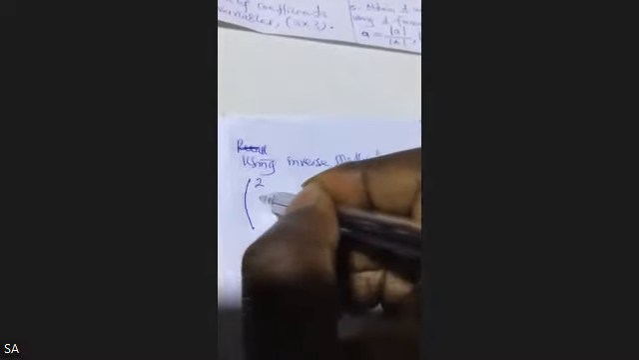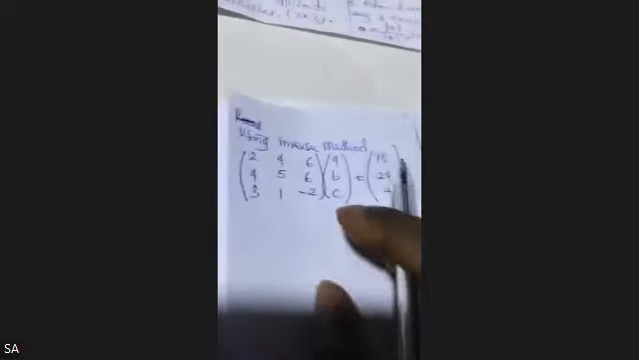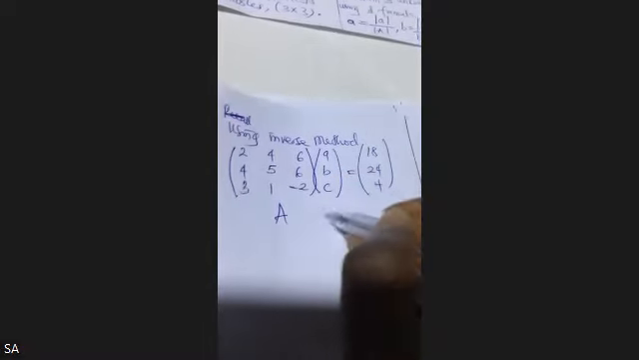Using inverse method, you are going to do it like this. We have 2, 4, 3, 4, 5, 1, 6, minus 2. So we have A, B, C equals 18, 24, and 4. You first of all do it like this, even if you are using the inverse method. So this is AX equals B. You know you're using the inverse method.